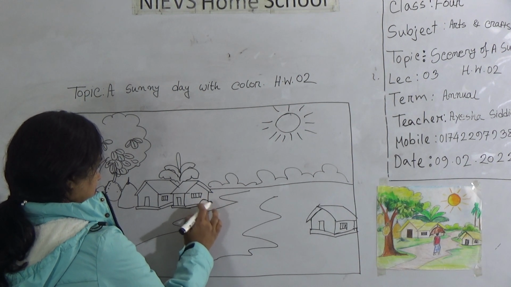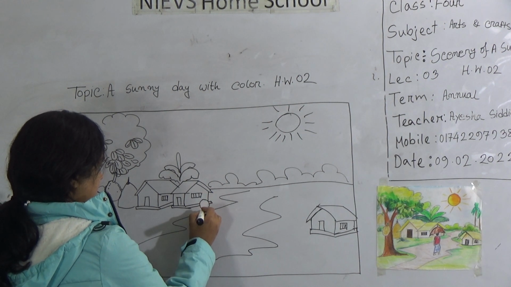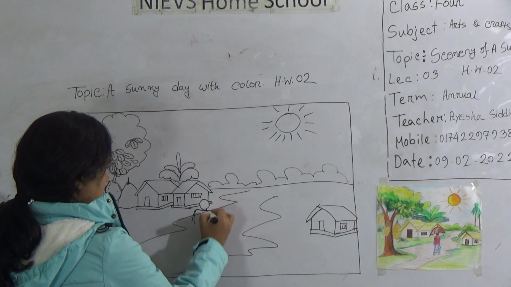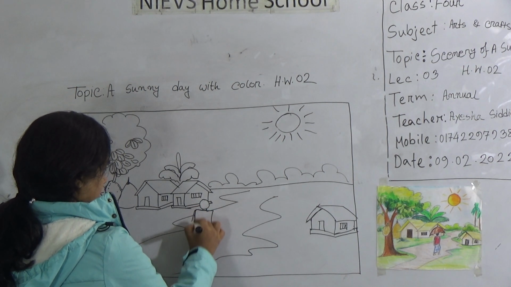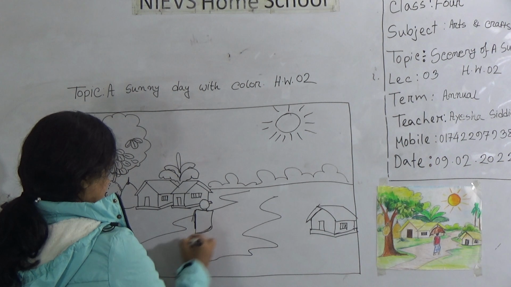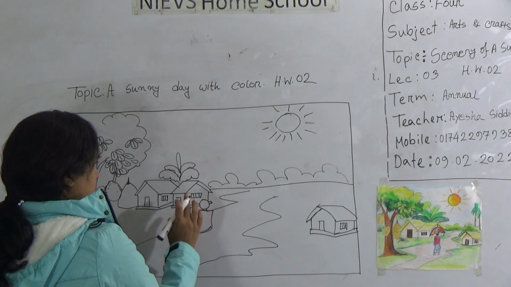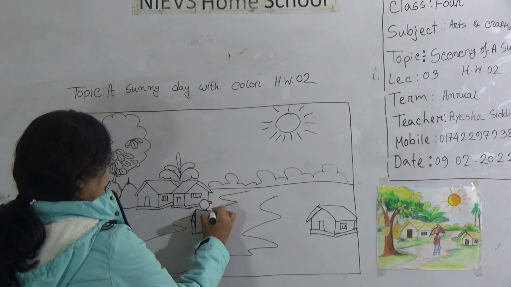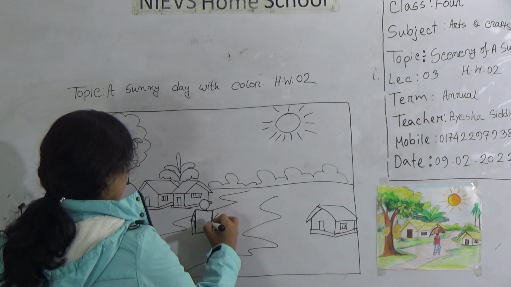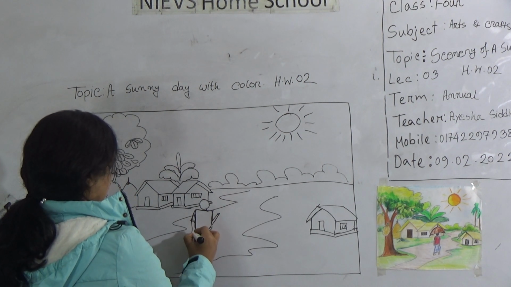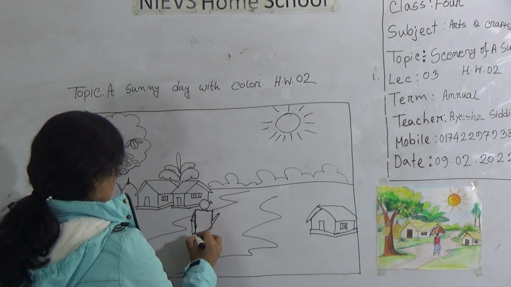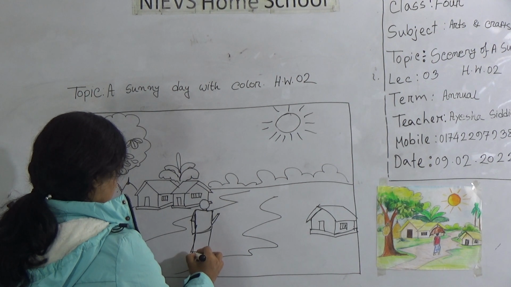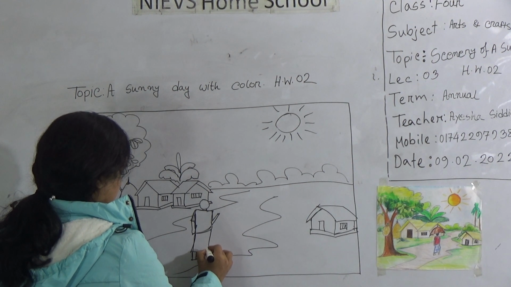Now I will show you a figure which is a running figure. First, give the circle. After that, give a little bit and just use a box like this. It's not so tough, it's so much easy. And give here a hand, and give the other hand, and give the lower portion and the leg.